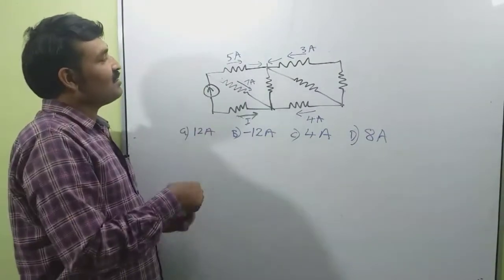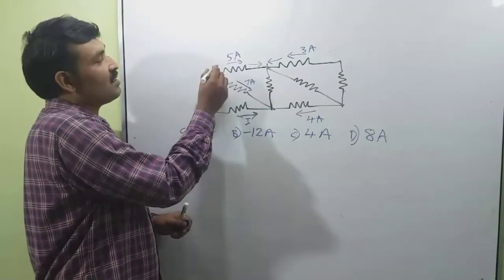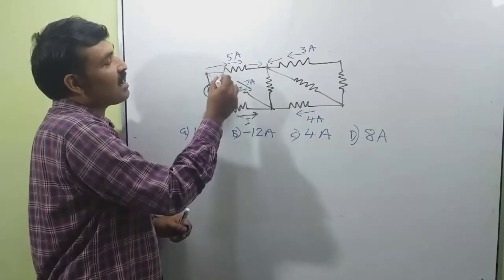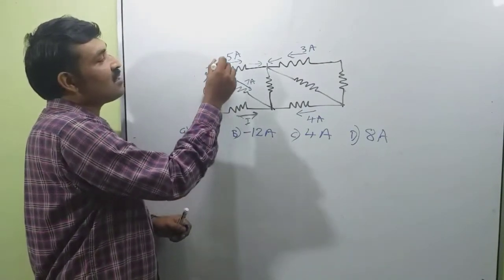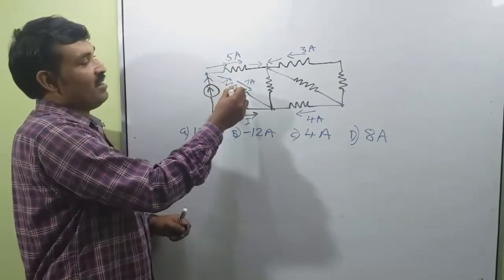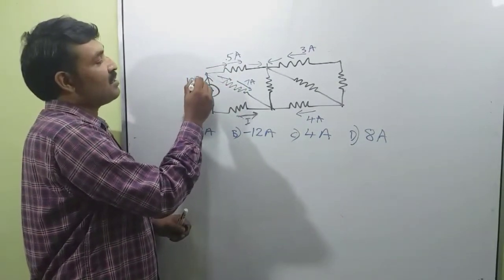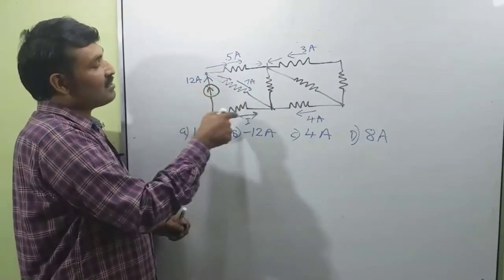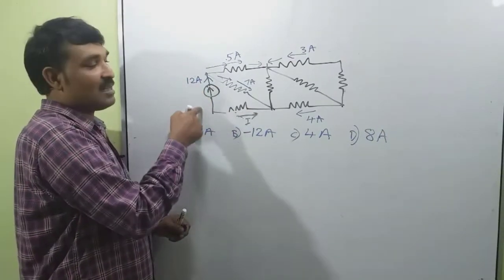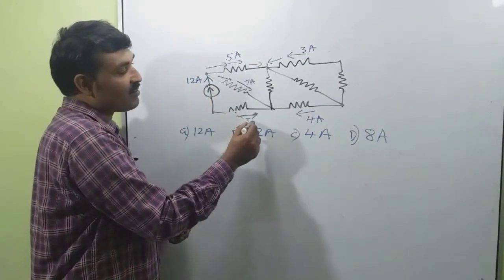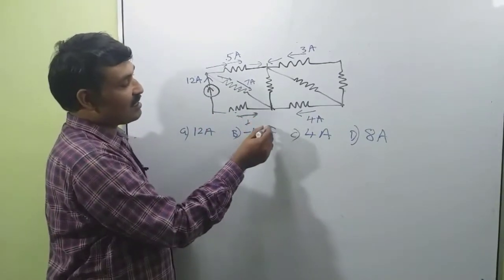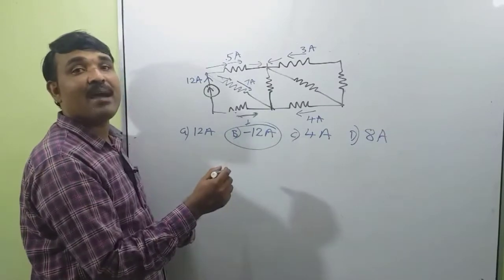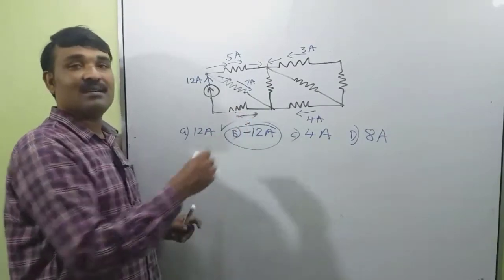For this branch, at this node, the outgoing current is 5 ampere and this is 7. So the current coming to this node is this 5 plus this 7, that is 12 ampere. So 12 ampere current will circulate in this branch. The direction of the current is given in this manner, so the correct answer is minus 12 ampere. Okay, so B is the right answer.